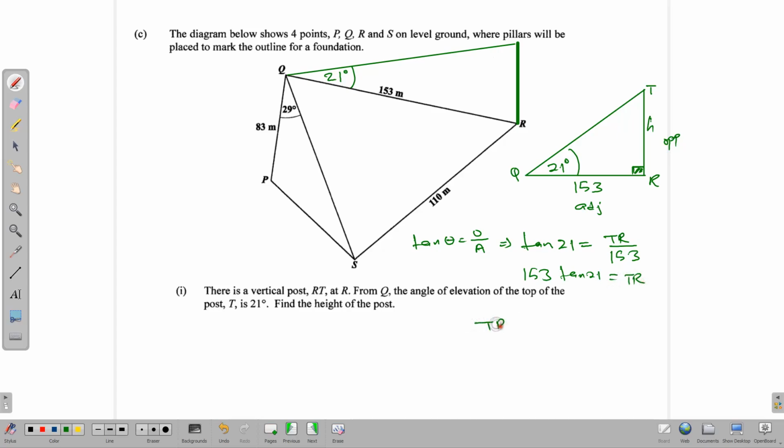And of course, TR then is equal to, once you punch it in your calculator, and make sure that you have your calculator in degree mode, 58.7 meters. And that takes care of the height of the post, not the tower. Okay, let's move on to the other part of the question.